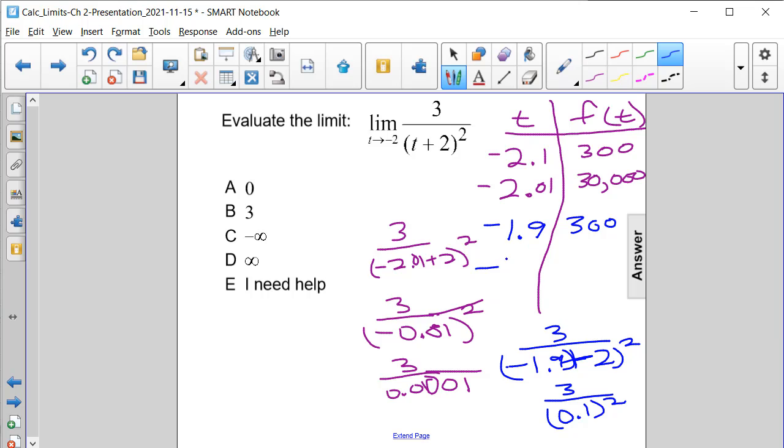And if we substitute negative 1 and 99/100ths in, we will get 1/100th squared, which will give us 3 over 1/10,000th. And when we do the division, it'll be 30,000 again. So as we can see from both the left and the right, we are approaching higher numbers, or positive infinity. Answer choice D.